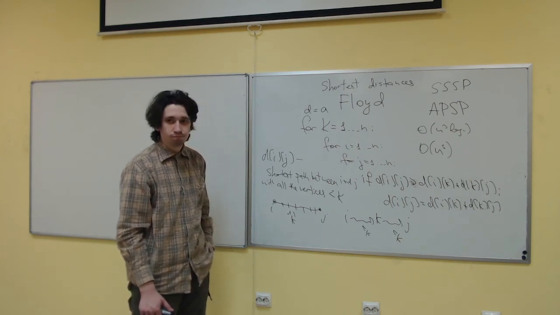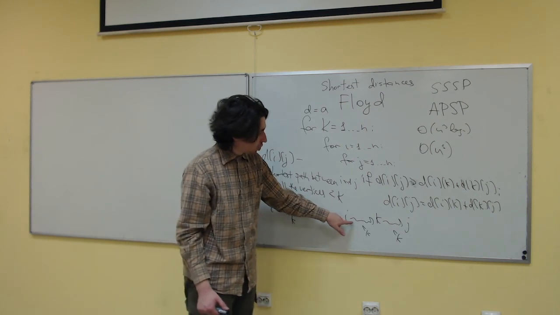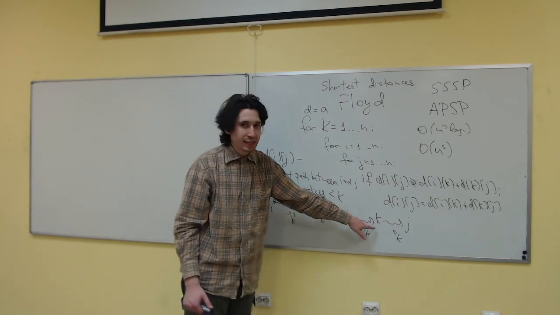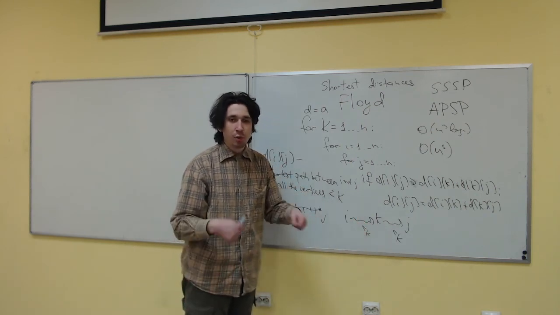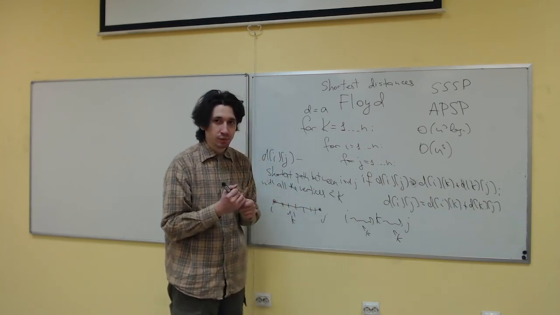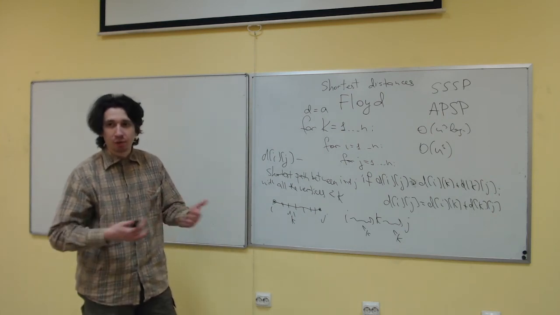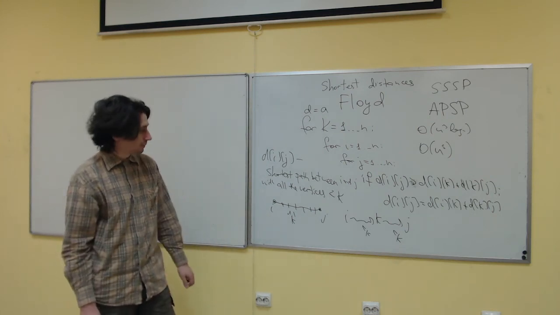Do you mean less than k in an order way, or what? No, by less than k, I mean that all the vertices on the path between i and k are the vertices with index less than k. Yeah, yeah. Or identifier, or whatever you want.